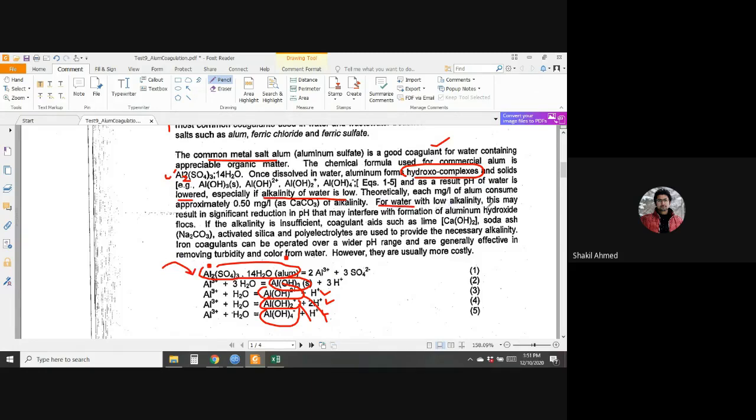For water with low alkalinity, this may result in a significant reduction in pH that may interfere with the formation of aluminum hydroxide floc. If the alkalinity is insufficient, coagulant aids such as lime, soda ash, and activated silica are used to provide necessary alkalinity. What is the benefit of giving alkalinity? The benefit is that the pH will not be lowered much due to the addition of alum.